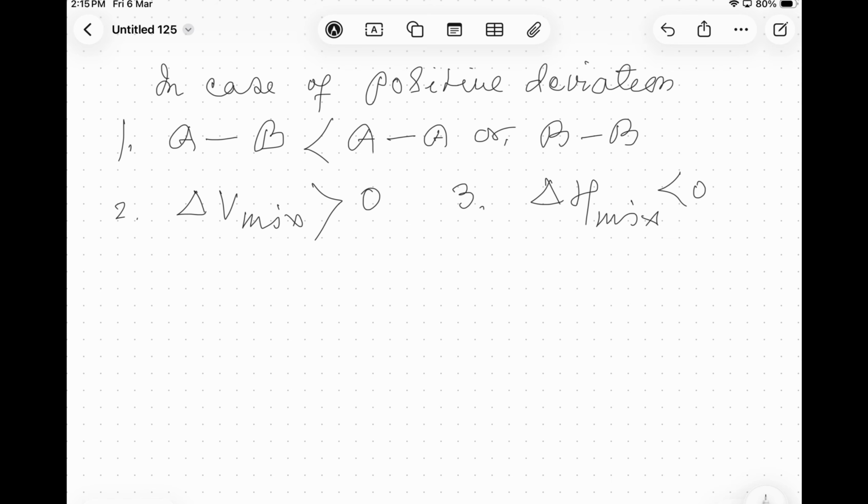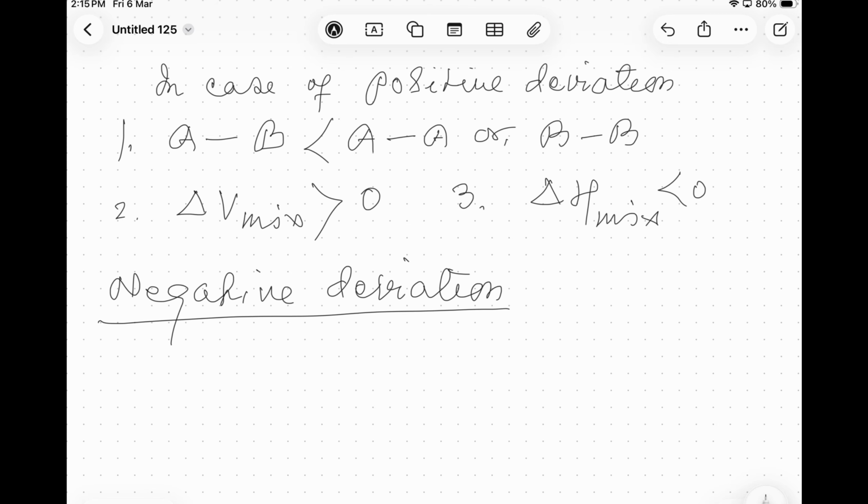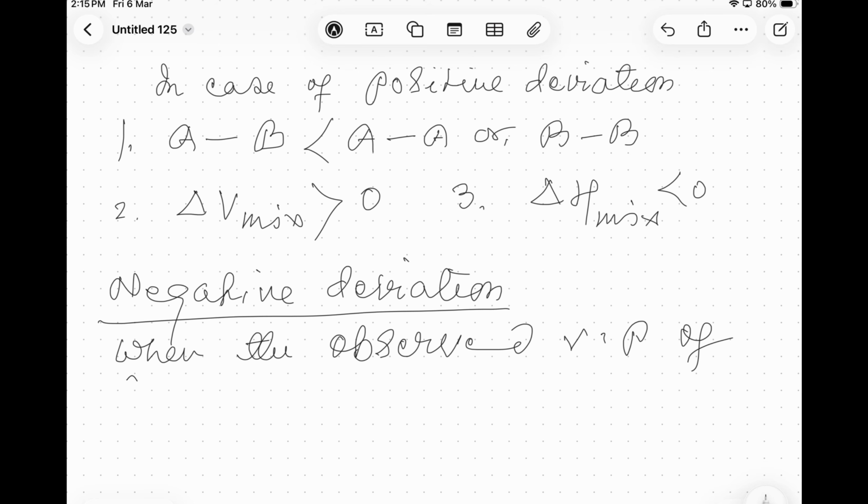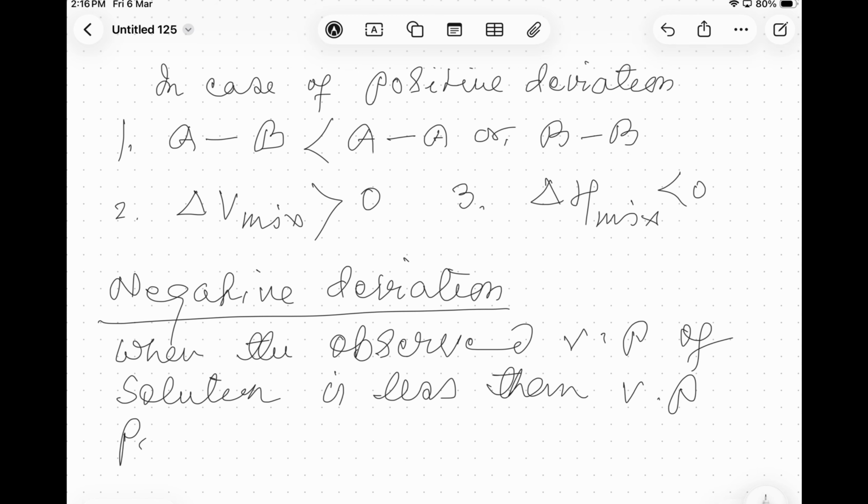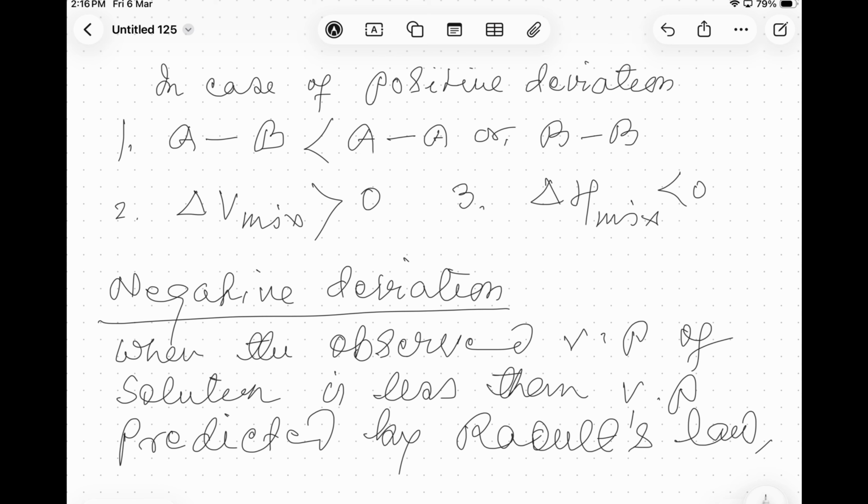Let us discuss now negative deviation. In case of negative deviation, what happens is when the observed vapor pressure of solution is less than the vapor pressure predicted by Raoult's law. It is called negative deviation.